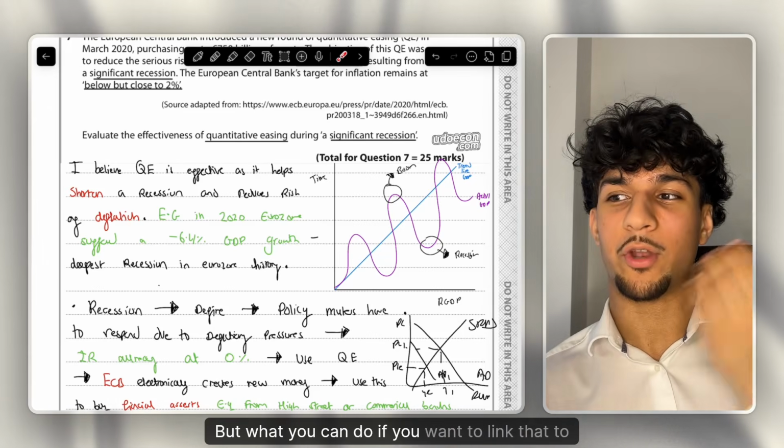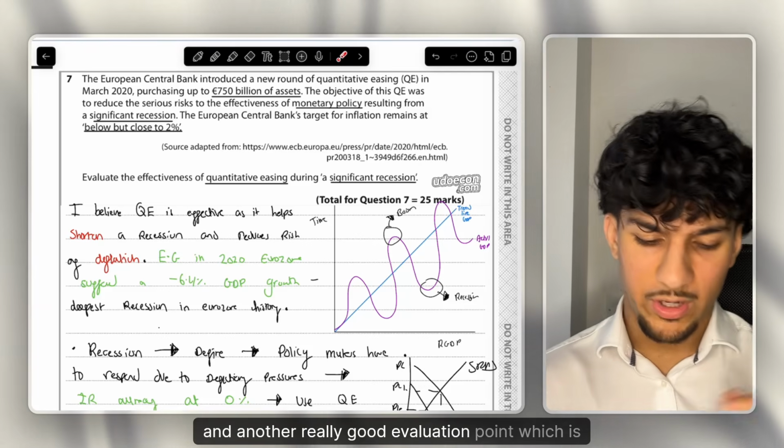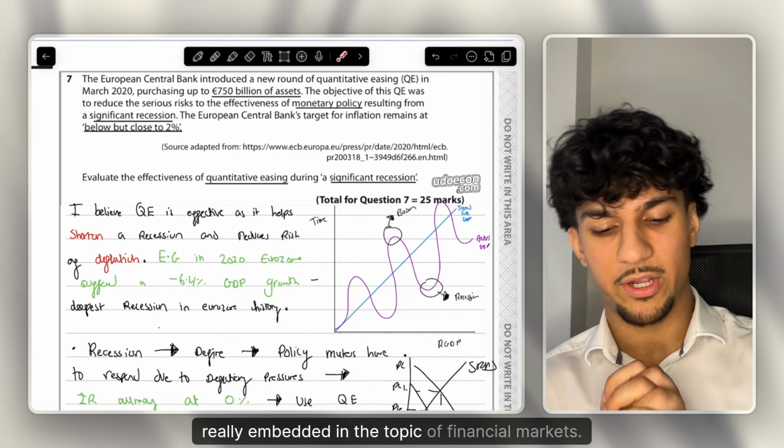But what you can do, if you want to link that to the liquidity trap, leave it in the comments and I'll try to get back to you. And another really good evaluation point, which is really embedded in the topic of financial markets.